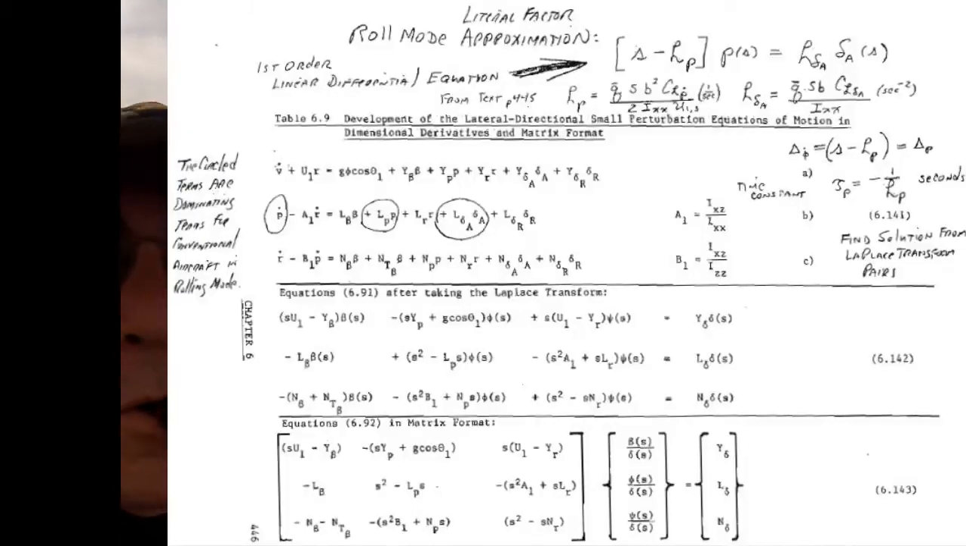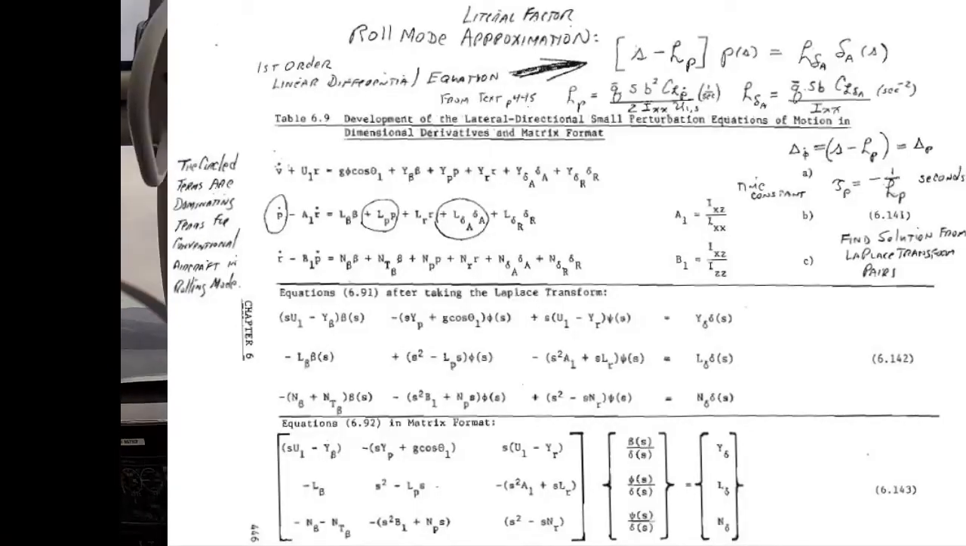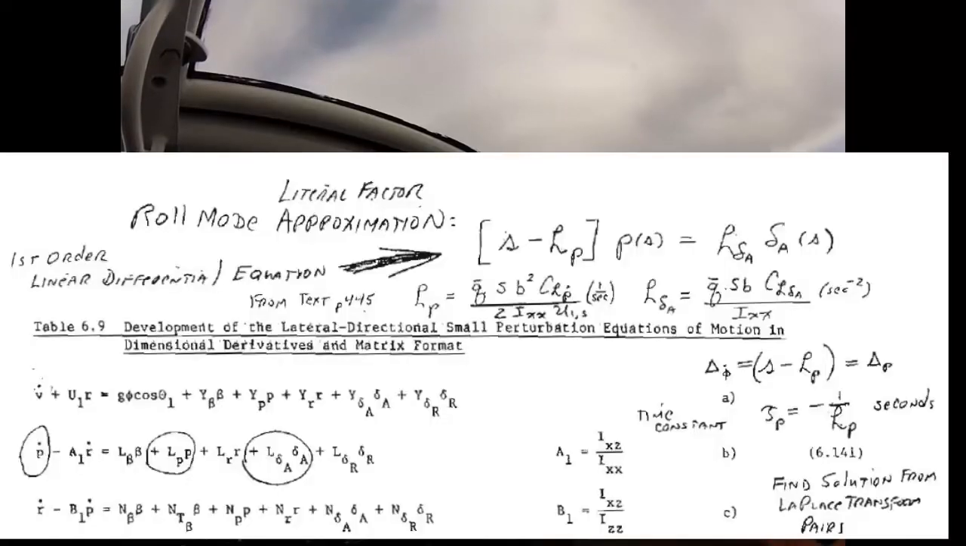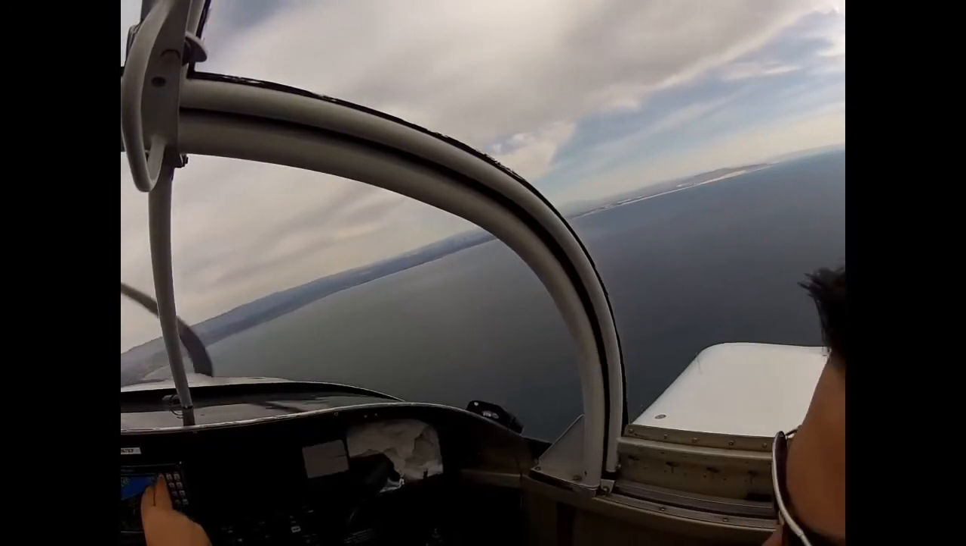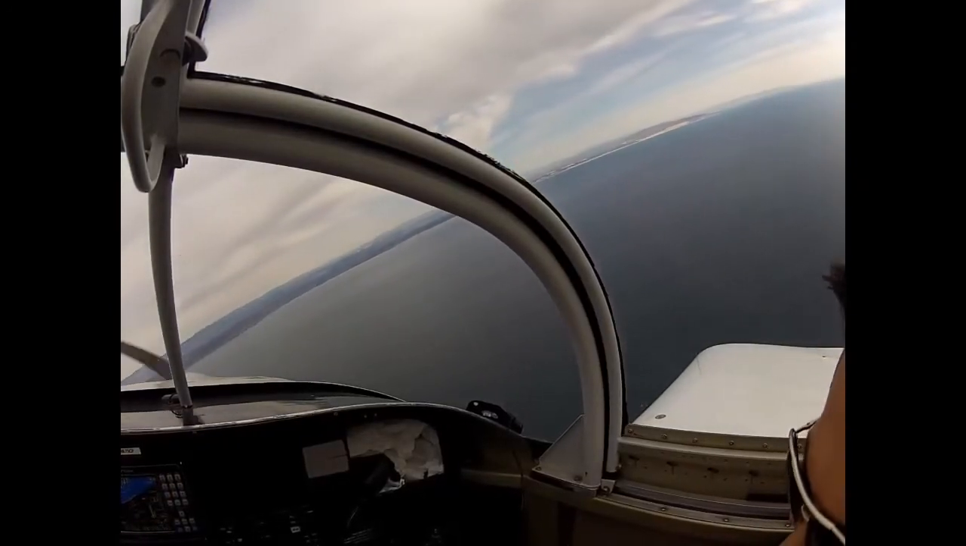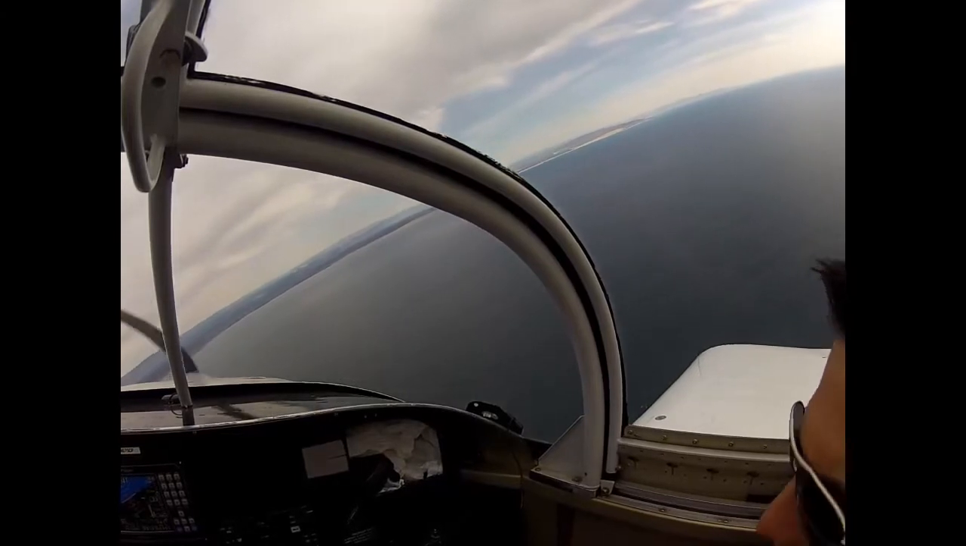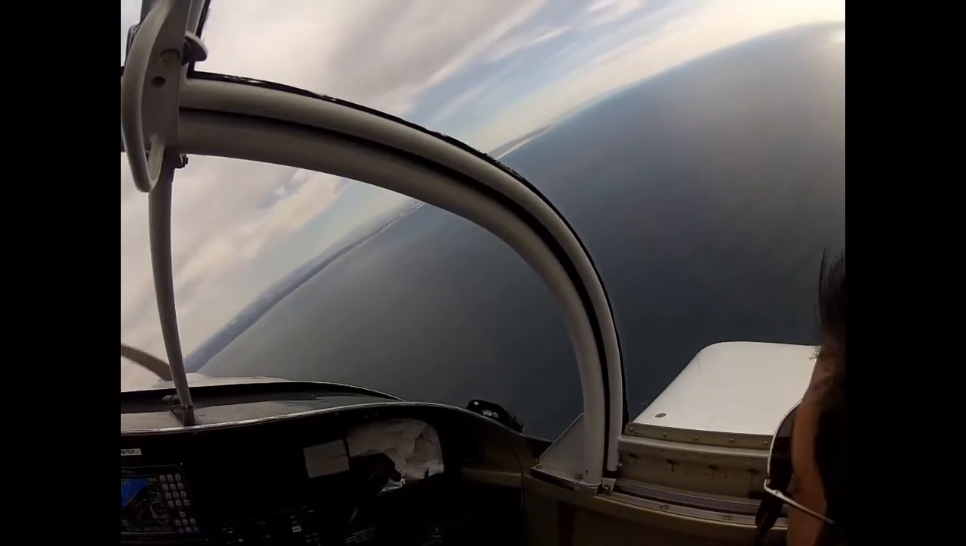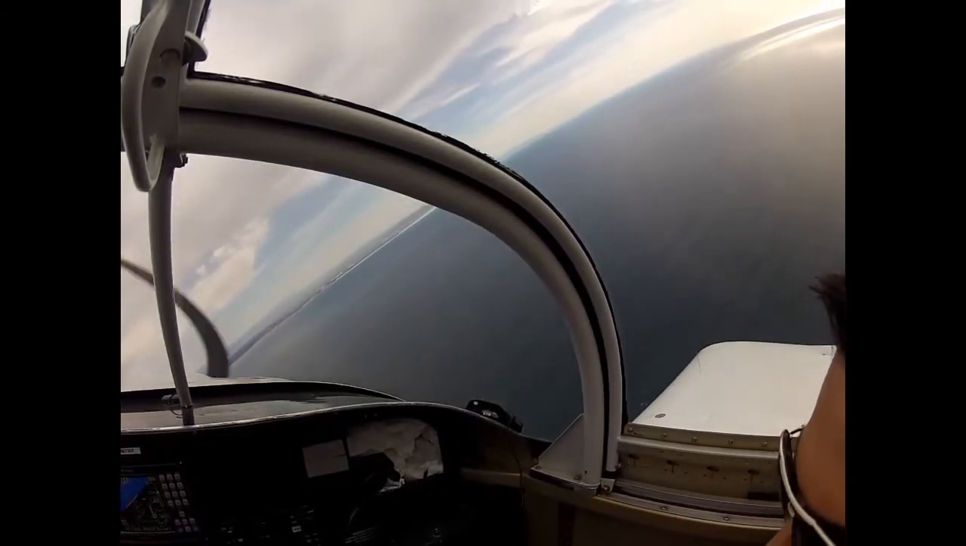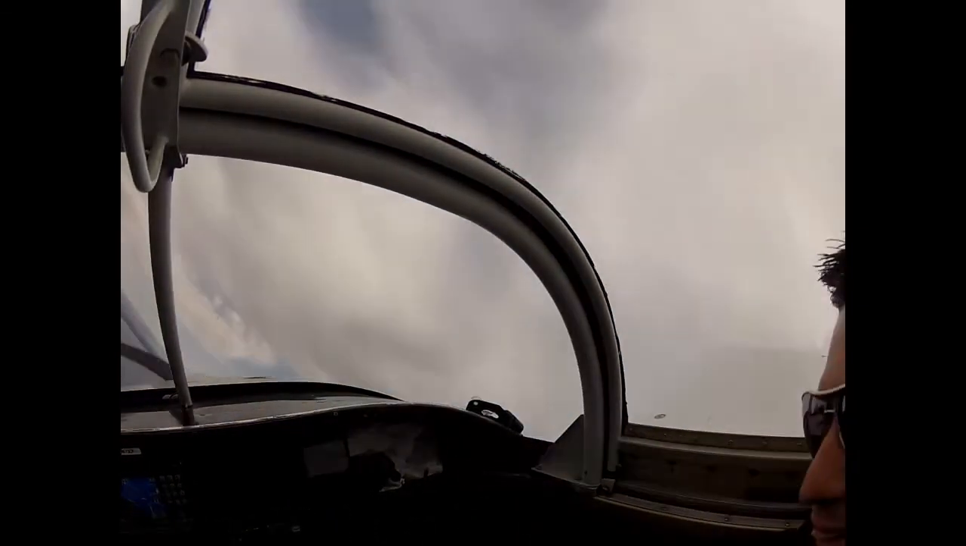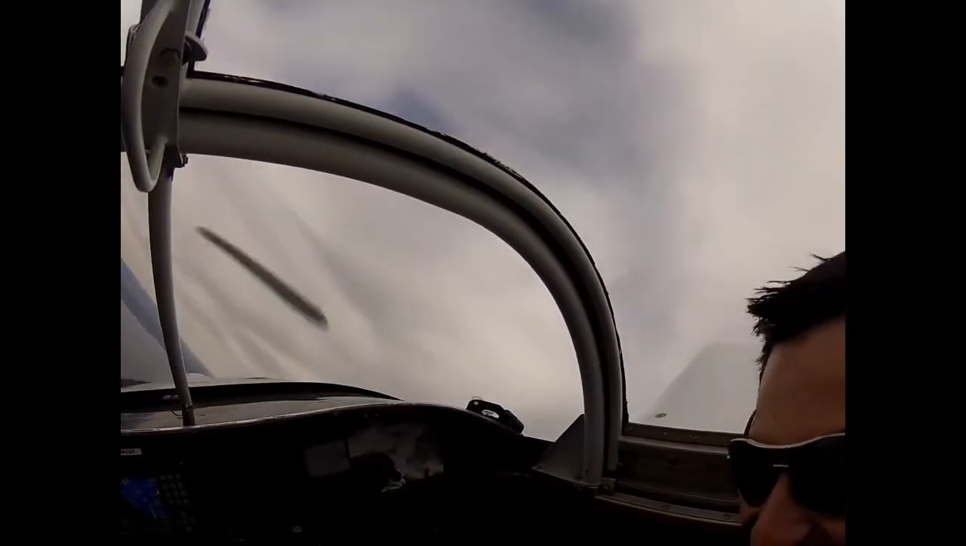Okay, so I'm going to do one more turn. We'll do one more turn. I'm going to do a little faster this time. So now we're at 120. We're going to go into a right 45-degree bank. I'm looking to make sure there's nobody out here. And then from this 45-degree bank, I'm going to go a step input right now. See that? That's the roll mode.